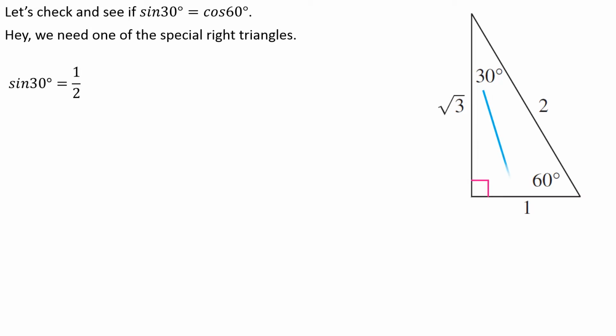Well, sine is opposite over hypotenuse. Opposite of 30 degrees is 1. The hypotenuse is 2. There's the exact value for sine of 30 degrees. Cosine of 60 degrees? Well, the adjacent leg would be 1. The hypotenuse would be 2. Sure enough, they have the exact same value. Sine of 30 degrees really does equal cosine of 60 degrees.